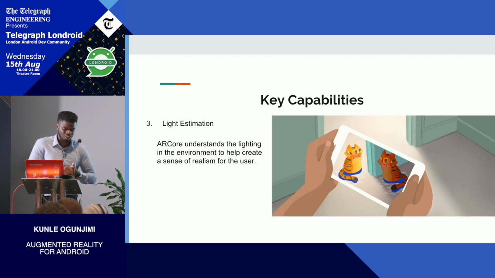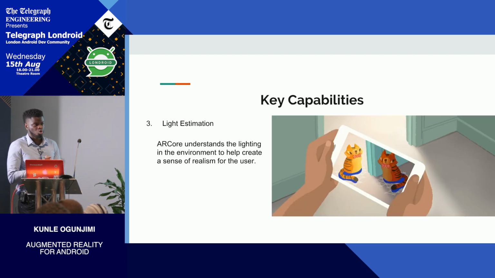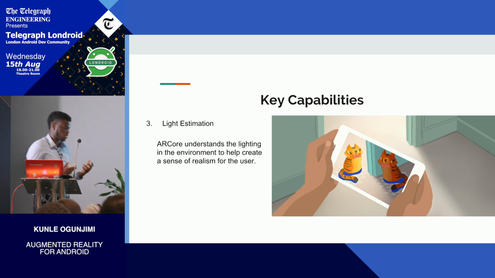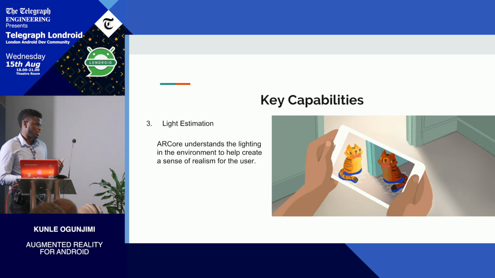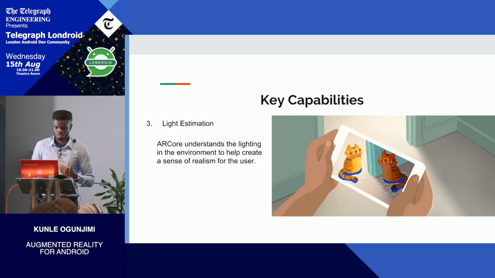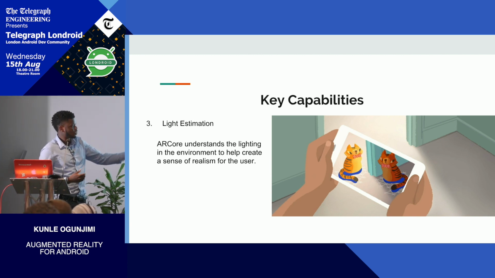And the third, but not least, is light estimation. That way you can create another sense of realism for the user when they're in a dimly lit room or a brightly lit room, so the user can get a sense of realism that this is an ARCore experience. So here we've got our two lovely kitties, one in a light room, one in a sort of dark room.